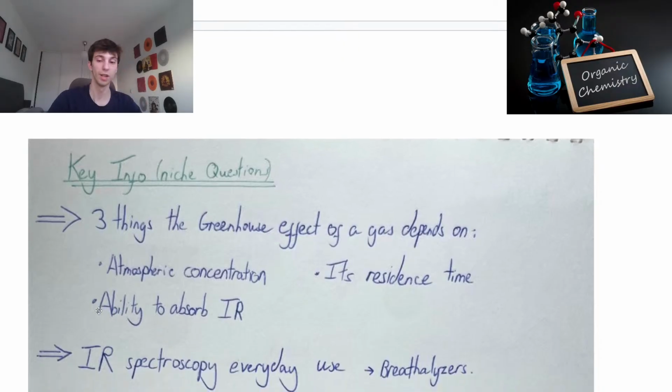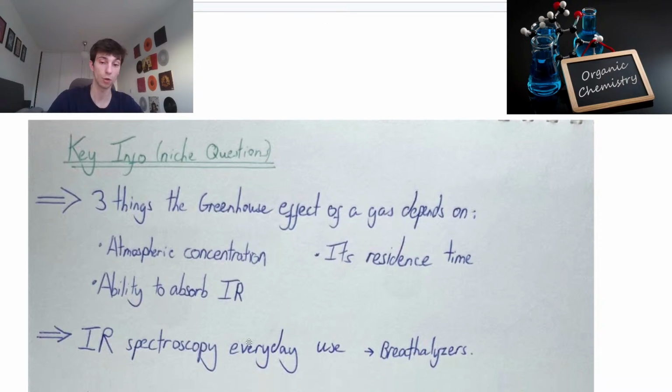Another key one marker in everyday use of infrared spectroscopy: breathalyzers, guys. These are just key one markers, little bits of information that they tend to not emphasize in the classroom.